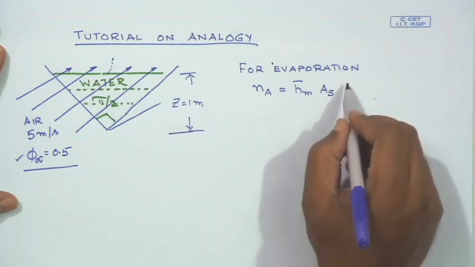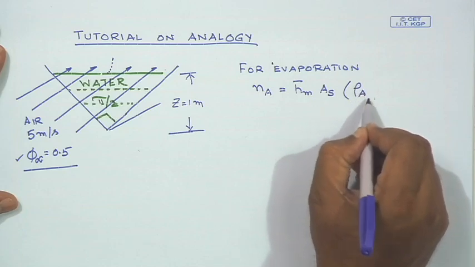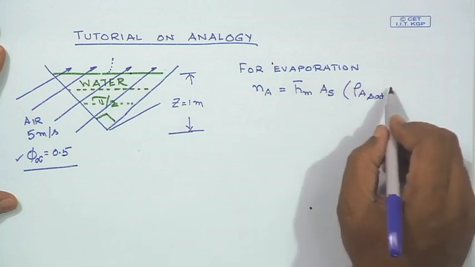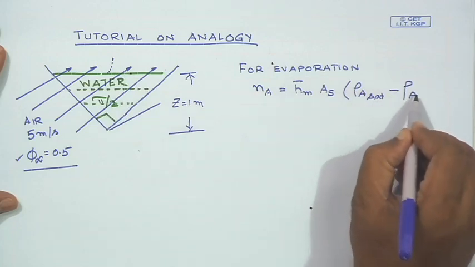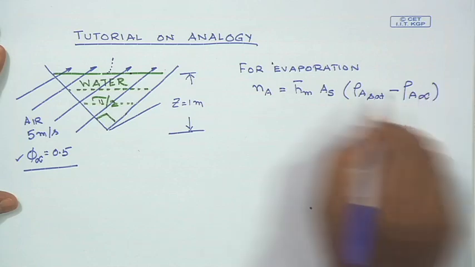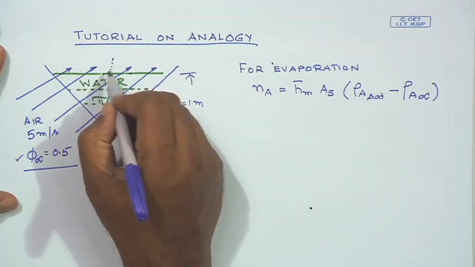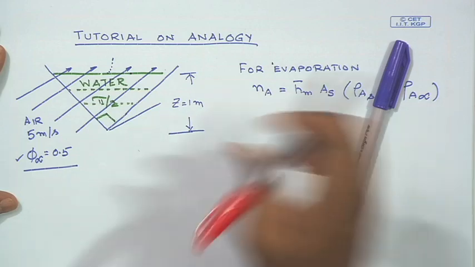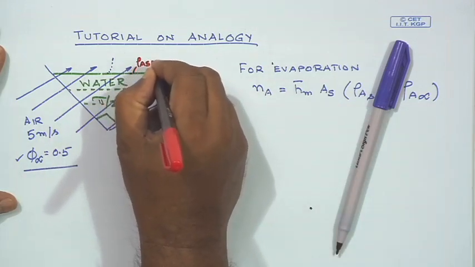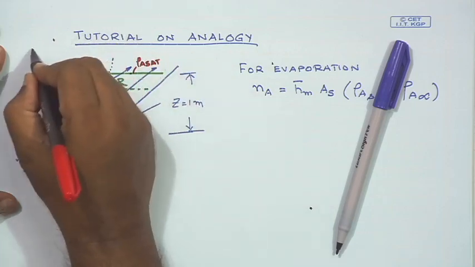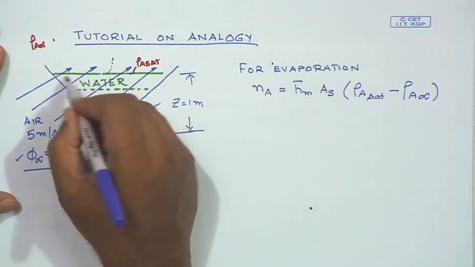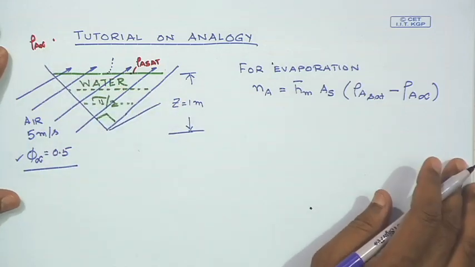So, we will do that, multiplied by rho A, whatever be its saturation value which is at the air water interface, minus whatever be the mass concentration of it at a point far from the surface. So, over here it is assumed that the concentration here is going to be rho A sat, and at a point far from this water surface it is going to be rho A infinity.